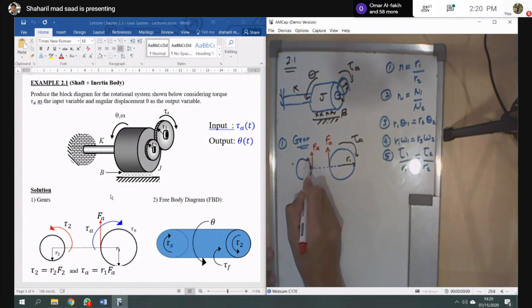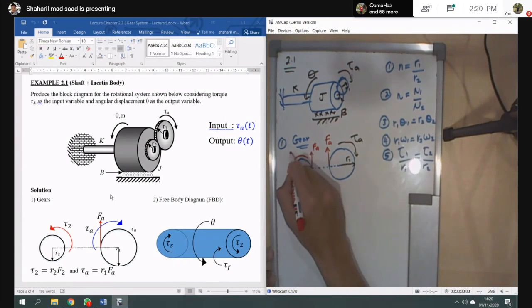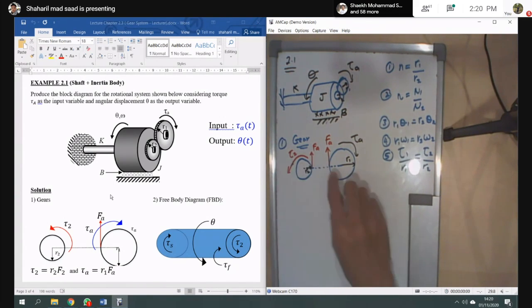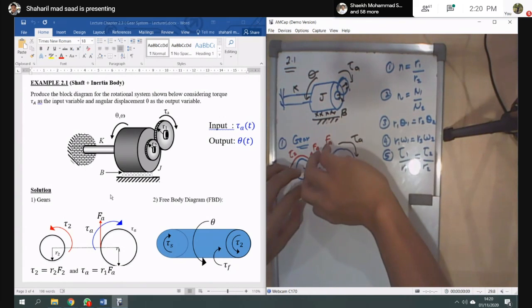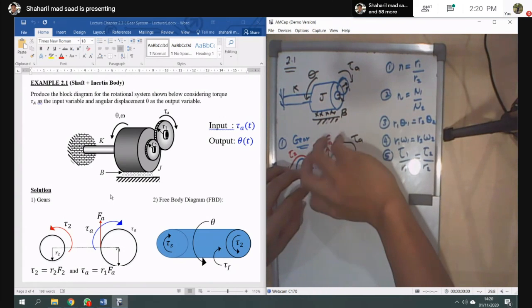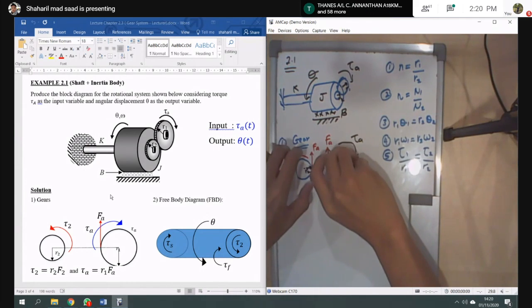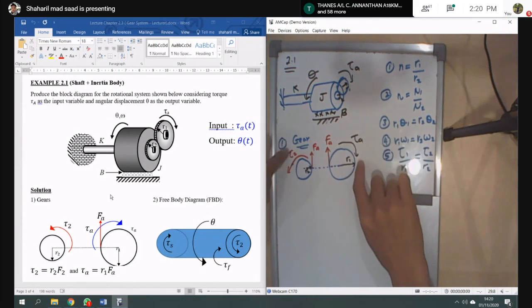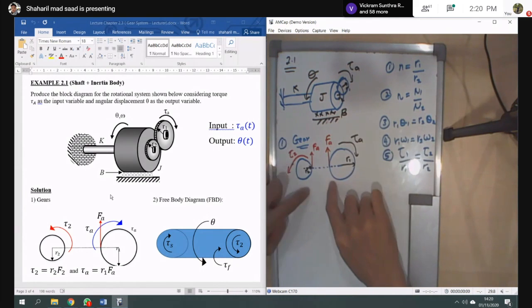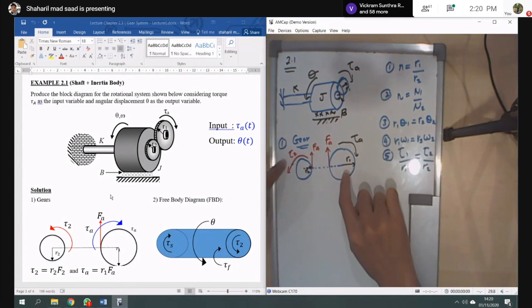So that means you will have some torque here, like I mark it T2. Why does the torque move in this direction? Because the first gear, the input, will rotate clockwise, and of course this gear will rotate anti-clockwise. So remember that the torques need to be in opposite directions: one is clockwise, and one is anti-clockwise.